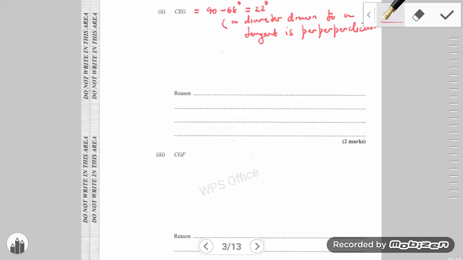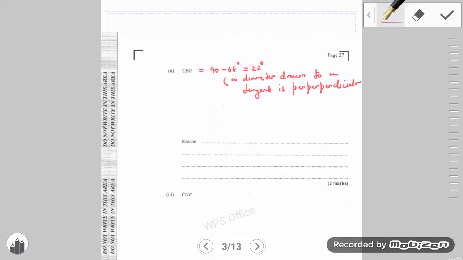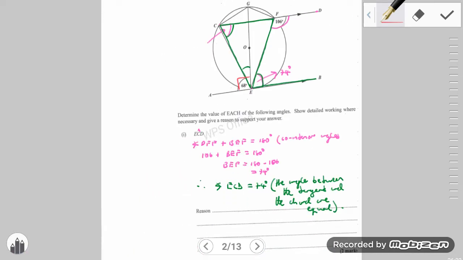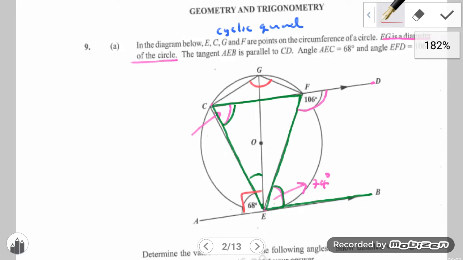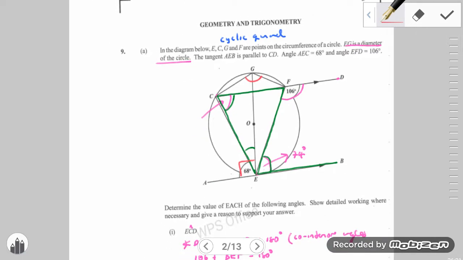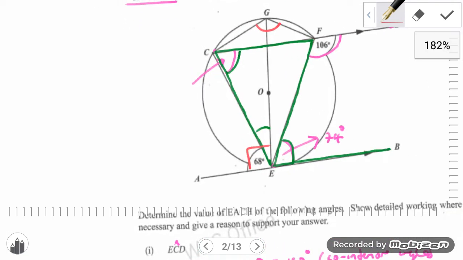Final question for the final part of this question. CGF. Okay, CGF. So let's see here. CGF, that's the angle up here. So let's insert this 22 here.